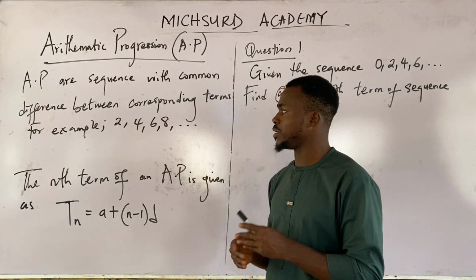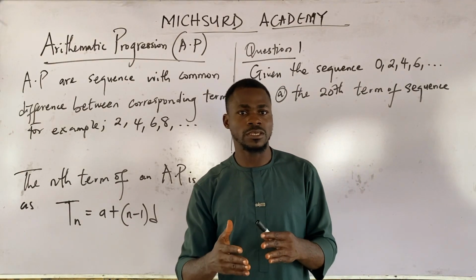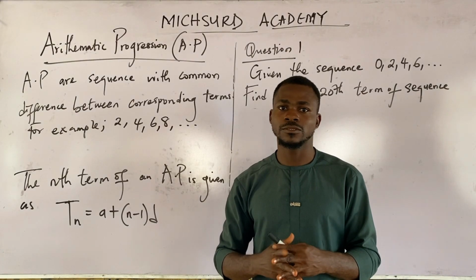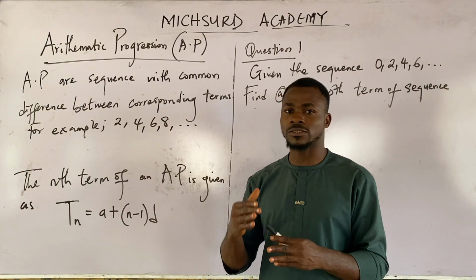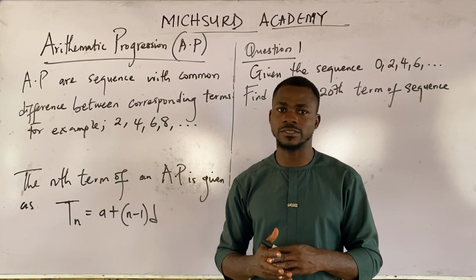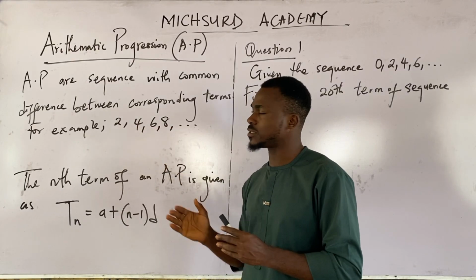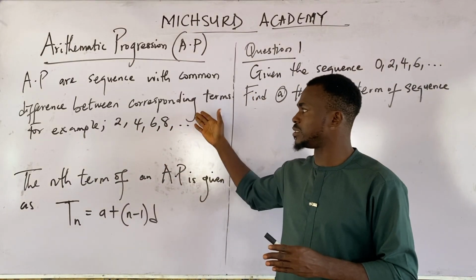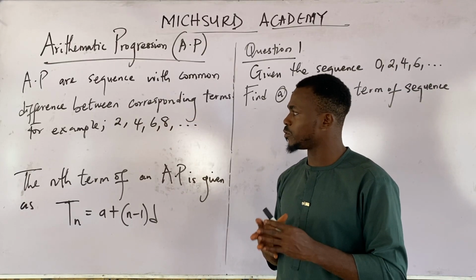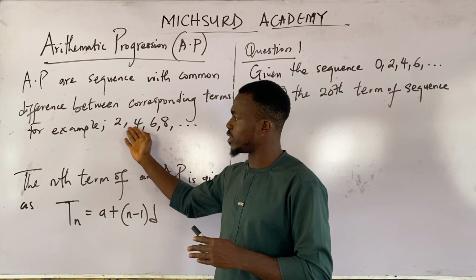So here in AP, when we look at a sequence, we saw in our previous class that a sequence is a set of numbers where the next term can be predicted correctly. In this case, we are looking at such numbers, but this time around they have what we call a common difference. For example, we have 2, 4, 6, 8. This is a sequence because we can predict the next term to be 10 and the other term to be 12 and so on. But what we observe is that there is a common difference between the corresponding terms.